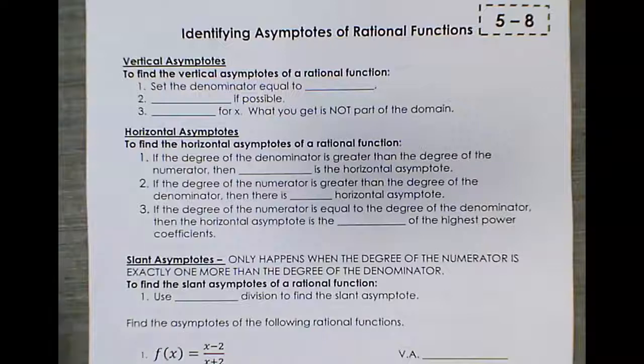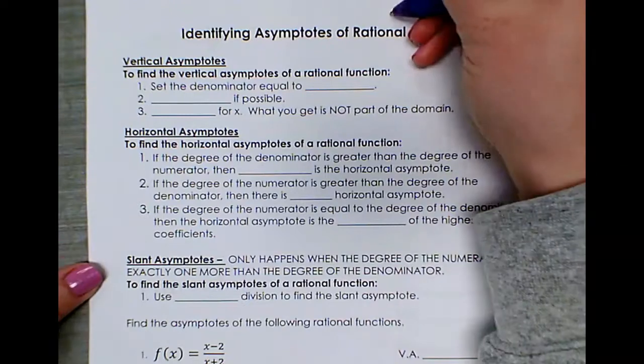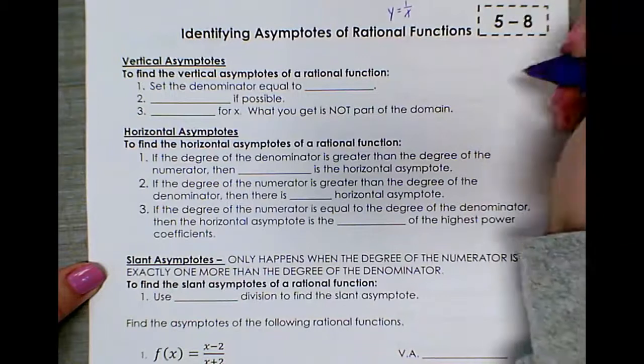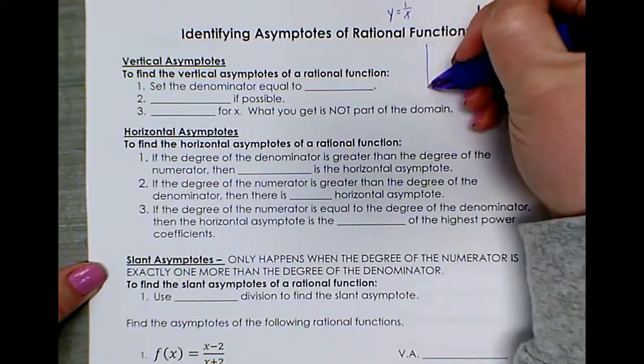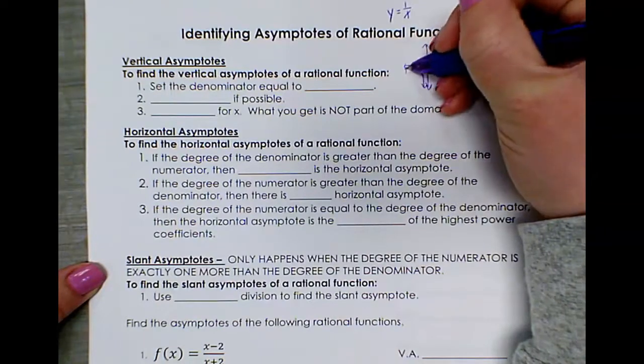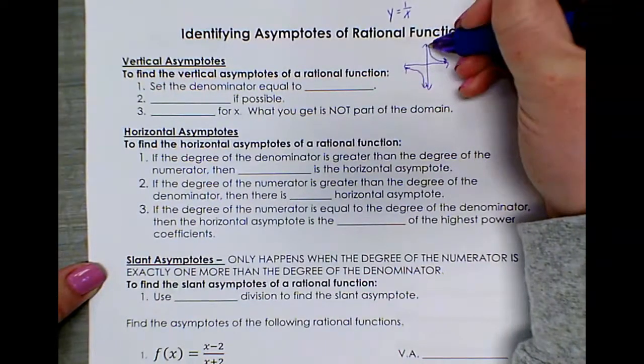Hi everyone, today we're going to talk about how to identify asymptotes of rational functions. Remember that the rational parent function is y equals 1 over x. And when you graph it, the shape of the graph is a hyperbola, and this hyperbola has a horizontal asymptote and it has a vertical asymptote.